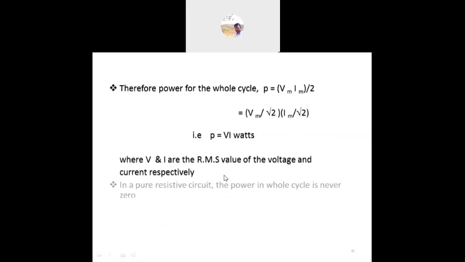In the pure resistor circuit, the power over the whole cycle is never zero. One thing to remember: in a pure resistor circuit there are heat losses in the resistor, so the power in the cycle is never zero.